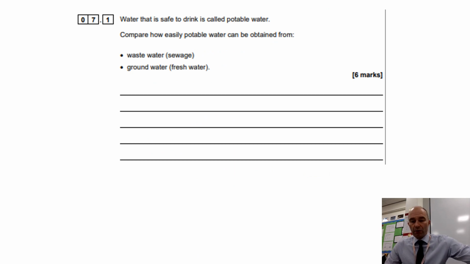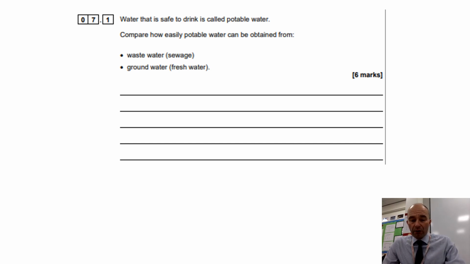Alright, question 7. Water that is safe to drink is called potable water. Compare how easily potable water can be obtained from wastewater, that's from sewage, and from groundwater, which is fresh water. Now this is a 6 mark question, and there's lots of information you can put in here.